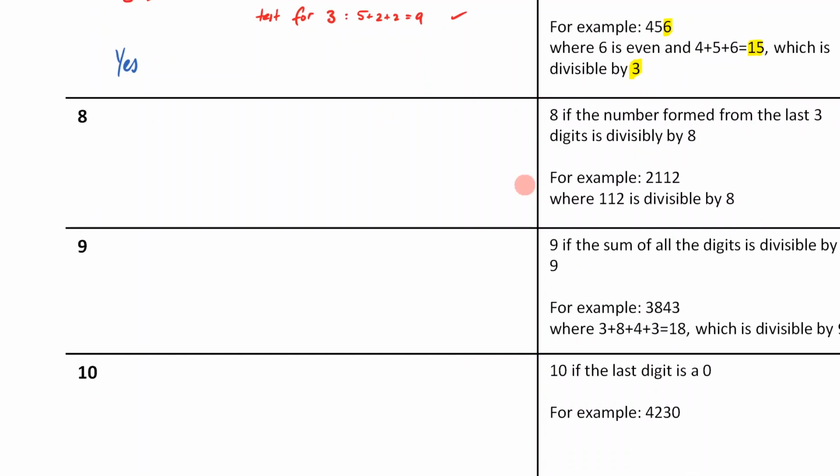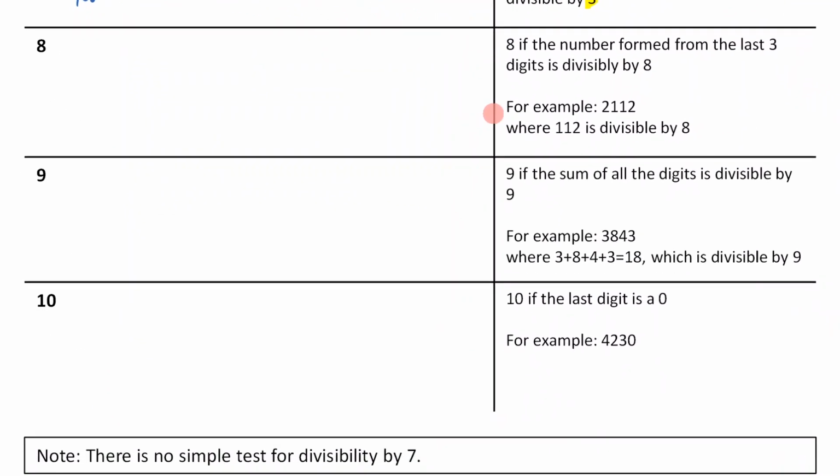Now we come to our next one, which is 8, and you'll find that the test for 8 sometimes isn't that helpful. Sometimes it is, sometimes it isn't. A number is divisible by 8 if the number formed from the last 3 digits is divisible by 8. So for example, this number right here, the last 3 digits are 112, and 112 is divisible by 8, so that means 2,122 is divisible by 8.